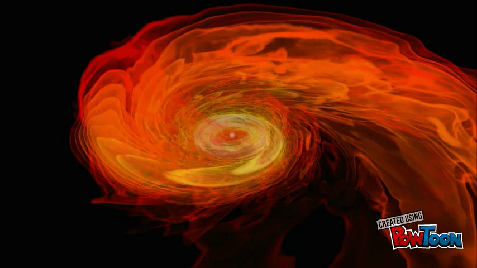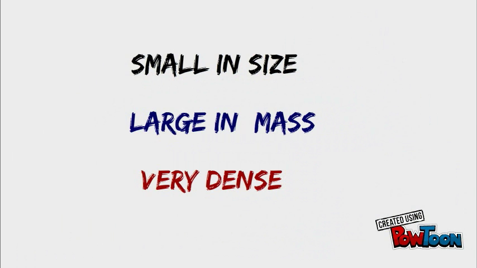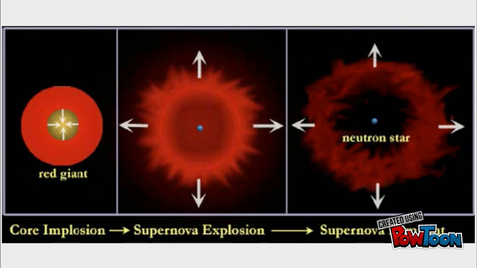In the case of supernovas, gravity will once again form a new star, small in size but large in mass and very dense, called a neutron star. As electrons are squeezed by the force of gravity inwards, even more from their state in a white dwarf, they collide with protons, forming neutrons.